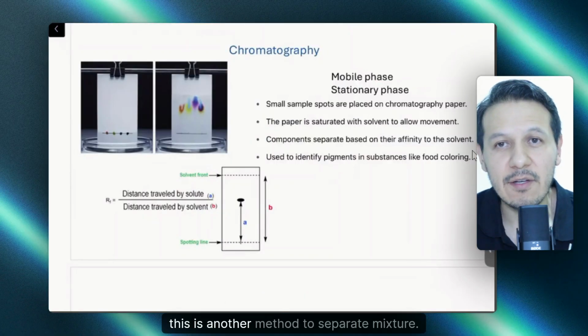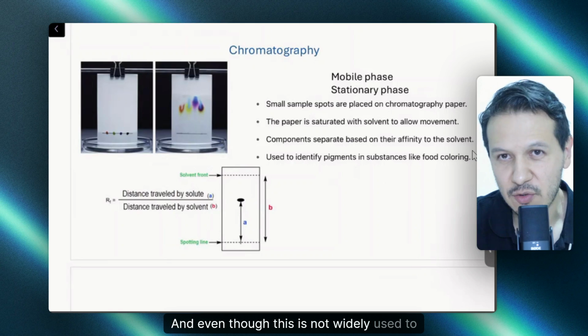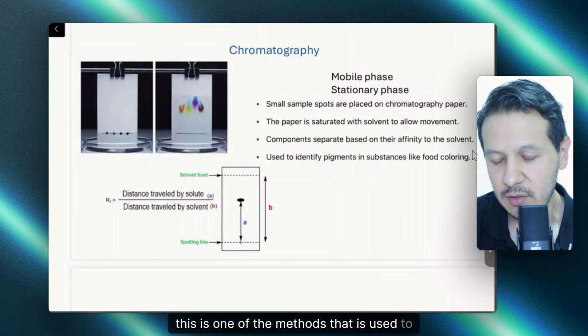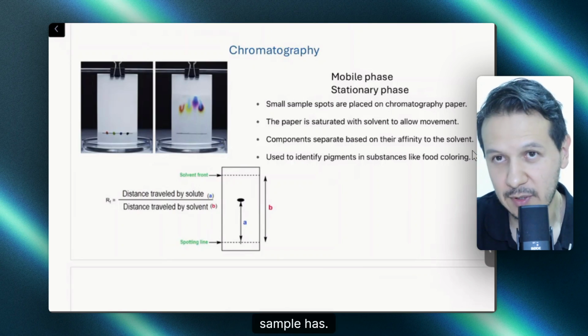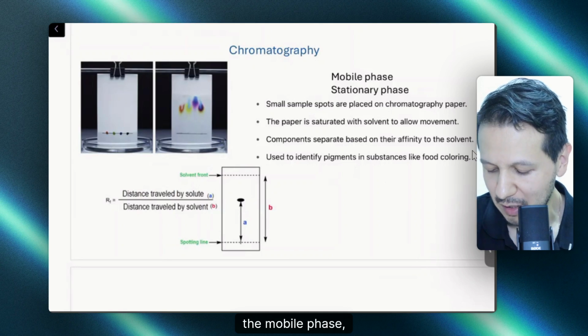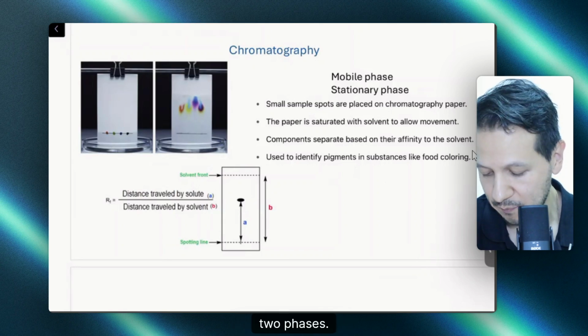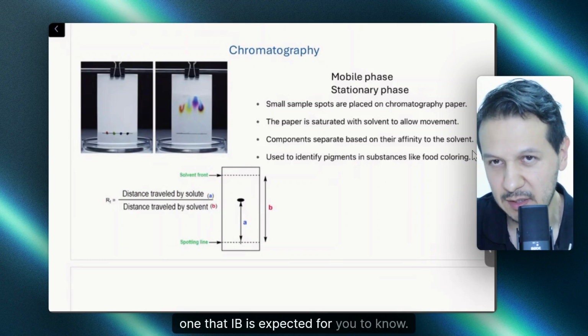Guys, this is another method to separate mixtures. And even though this is not widely used to separate mixtures, this is one of the methods that is used to determine how many substances a sample has. In this case, we are using chromatography with a mobile phase and a stationary phase. So it will have two phases. This is the simple chromatography and this is the one that IB expects you to know.